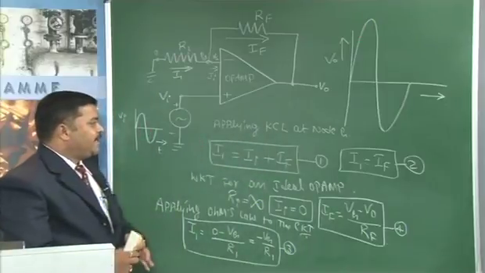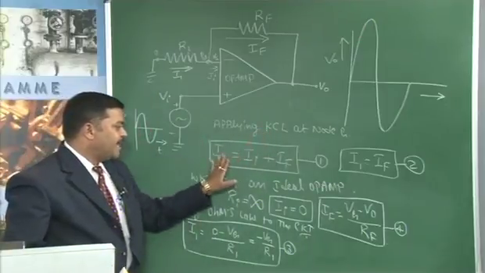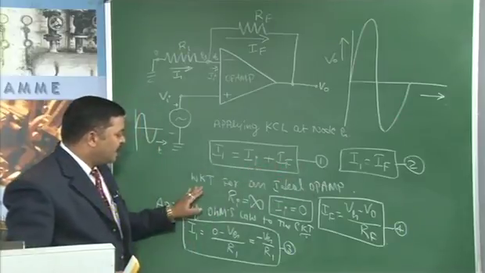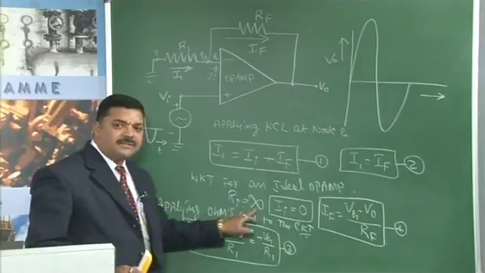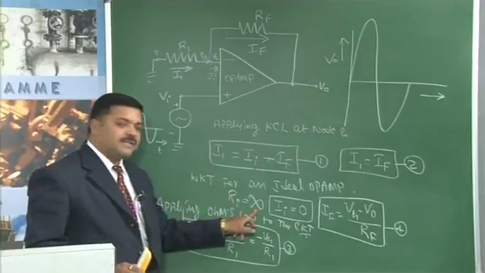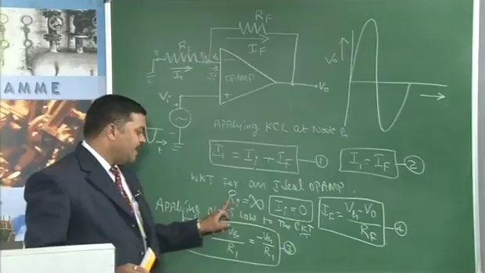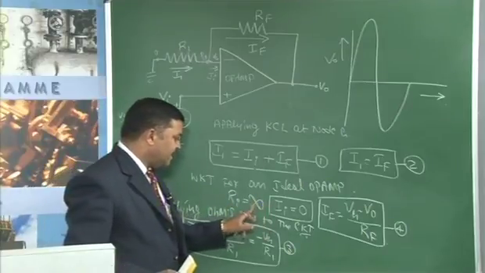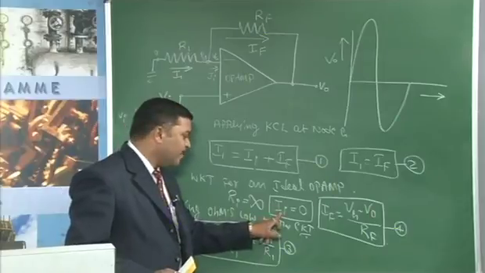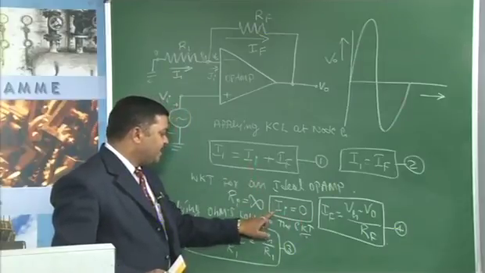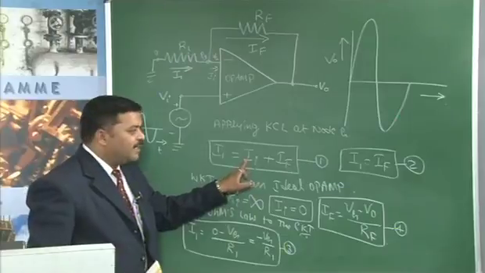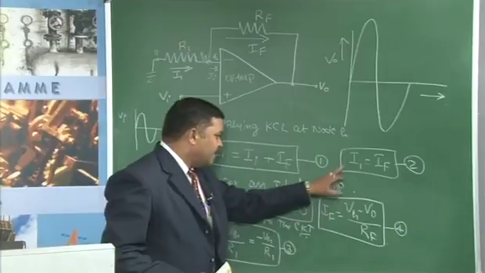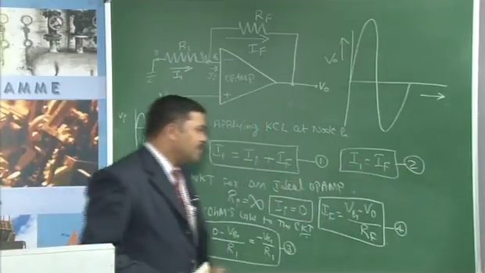So, first we applied KCL at node G. We got I1 is equal to II plus IF, that is equation 1. For an ideal op amp, Ri, the input resistance, is infinity, which we have already discussed in the ideal characteristics. Therefore, resistance is infinity means current will be 0, II is equal to 0. Substituting II is equal to 0 in equation 1, we get I1 is equal to IF. We call it equation 2.